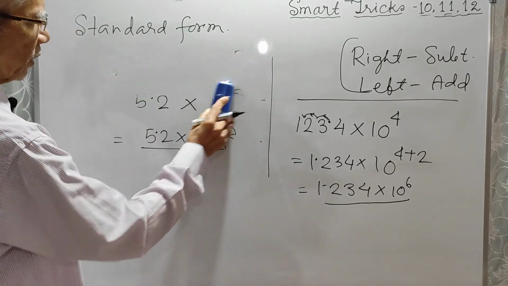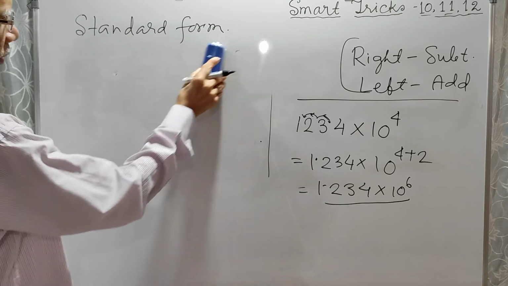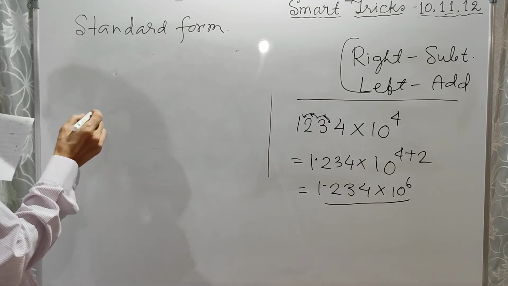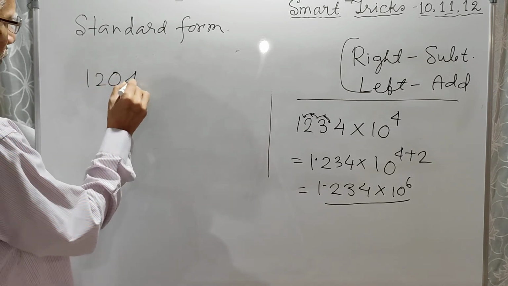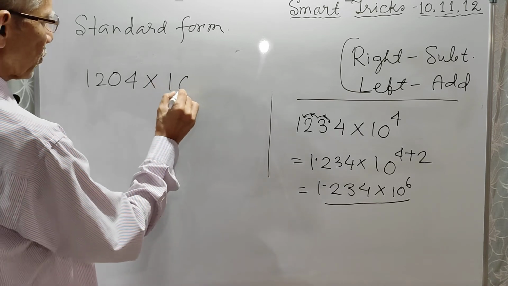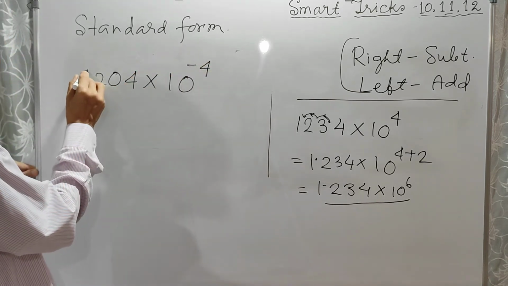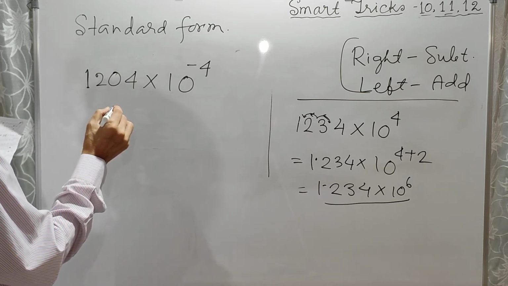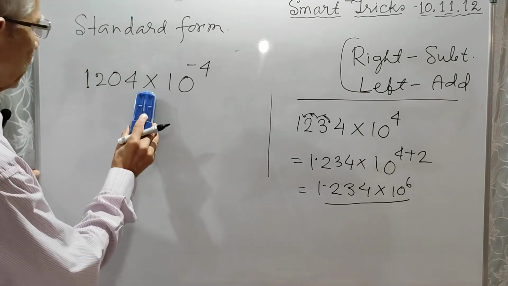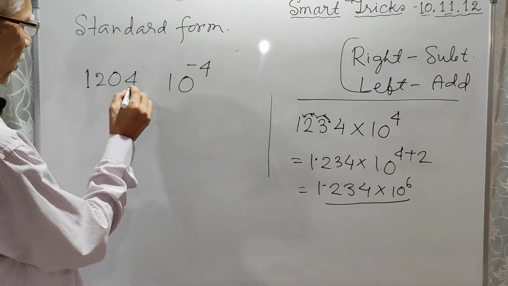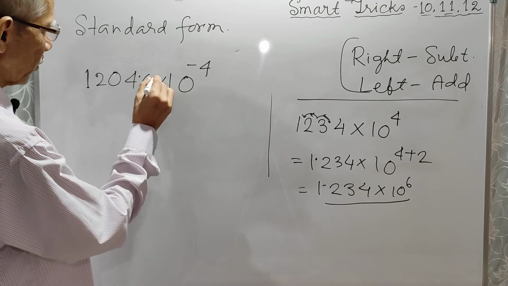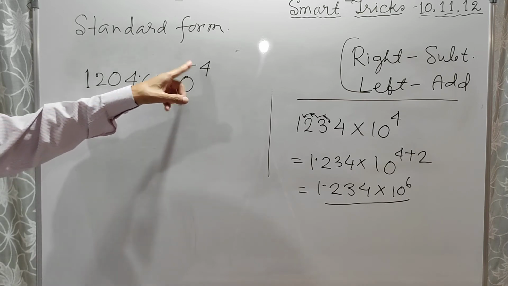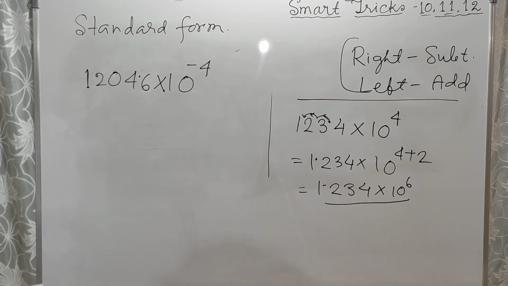So let us see another example. Suppose this one, 1204.6 into 10 to the power minus 4. Yes, let us see this one. 1204.6 into 10 to the power minus 4. Now we must bring it to standard form.